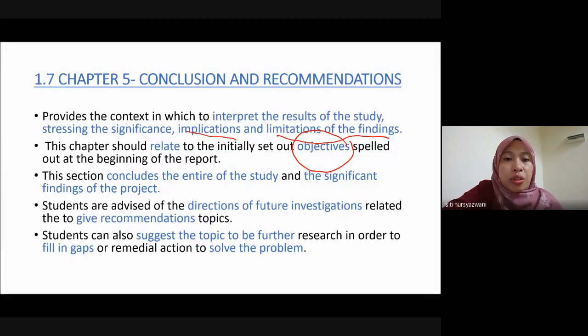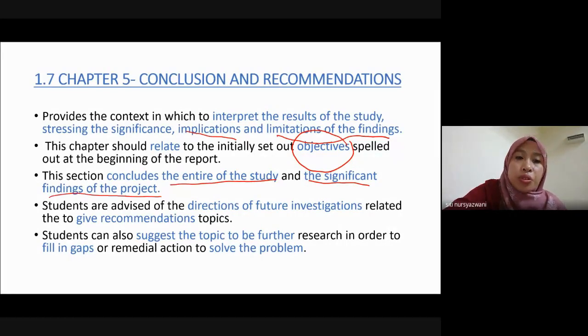Okay, this section concludes the entire of study and the significant finding of the project. The student is advised to direct the future investigation related and give recommendation. Apa yang perlu ditambah baik lagi dalam you punya eksperimen ni. Contoh dalam recommendation, it might be kita guna method lain. Contoh tu lah recommendationnya. So student can also suggest the topic to be further researched in order to fill the gaps, okay, or remedial action to solve the problem.